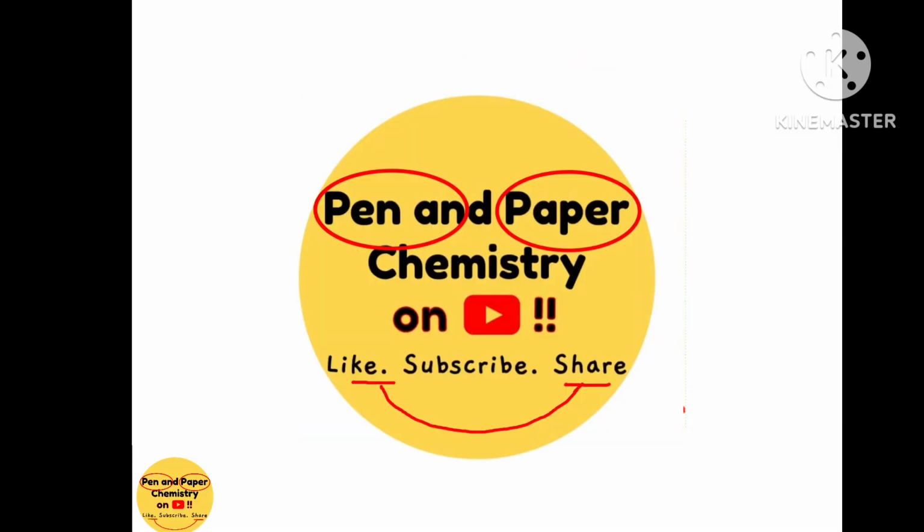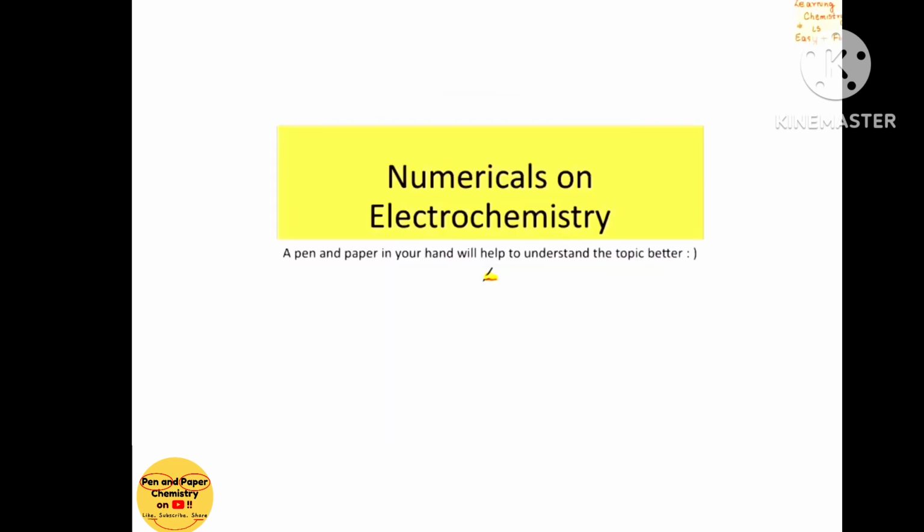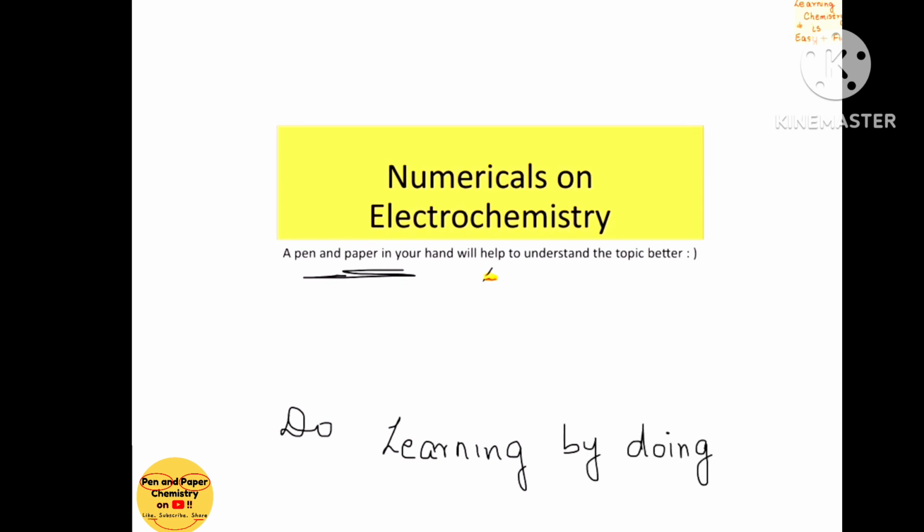The lesson that we are going to take up now is electrochemistry and specifically the numericals based on this. So for that, what do you have to do? Yes, please quickly fetch a pen and paper so that you are able to do the numericals yourself, and as we say, it is always learning by doing. I am going to discuss around 5 numericals in this particular topic so that your concepts are clear in it.